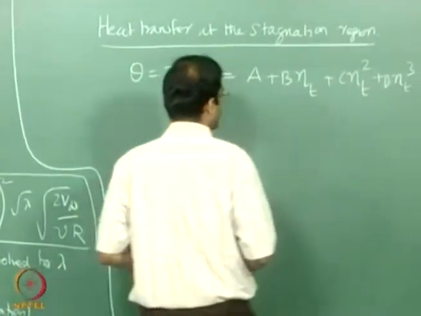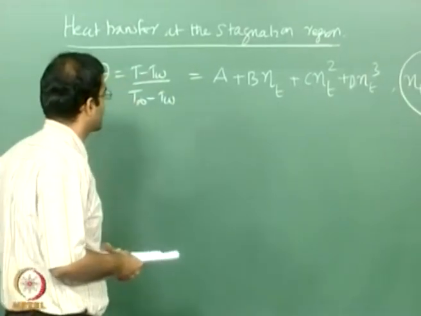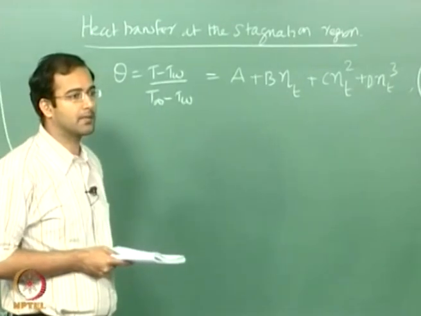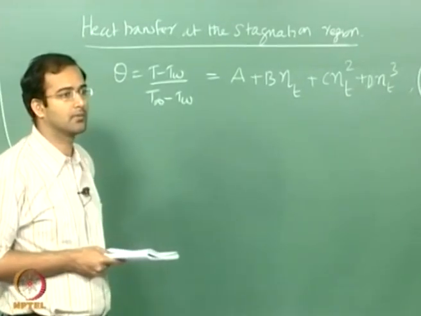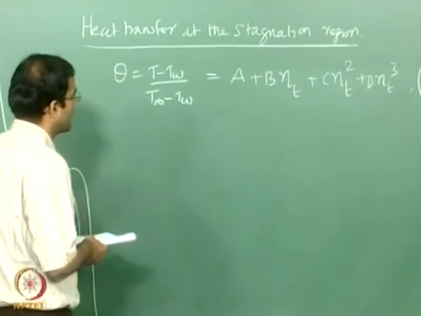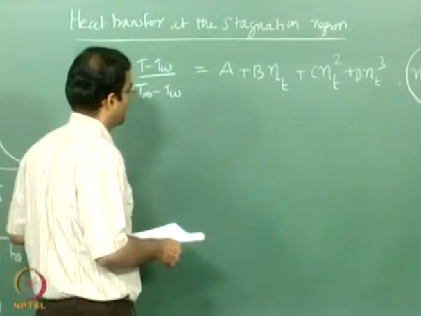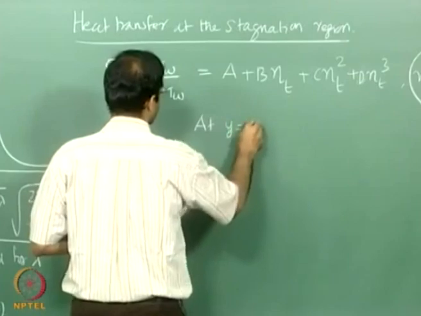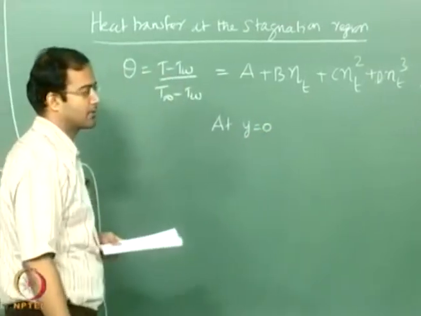So now we have to propose the boundary conditions to satisfy this particular temperature profile. So what are the corresponding boundary conditions? At y equal to 0, okay, which is basically eta t equal to 0, right?